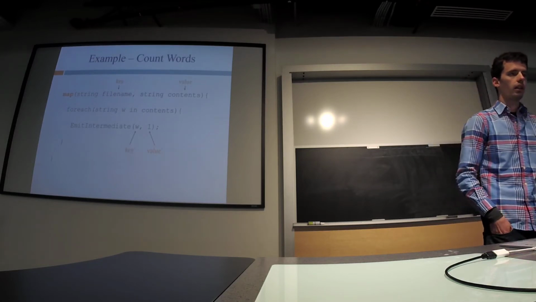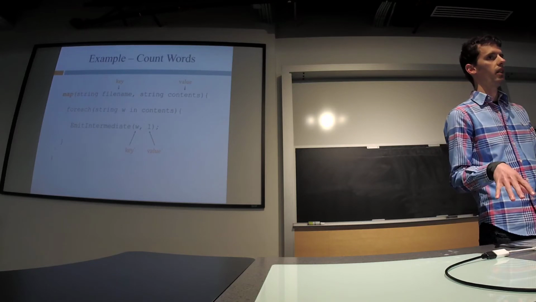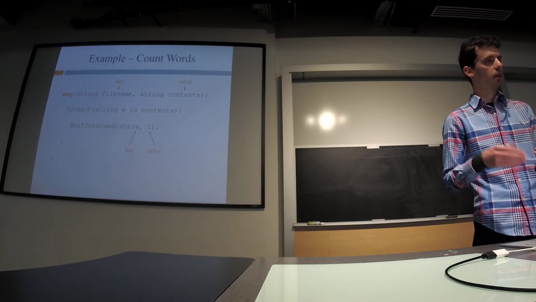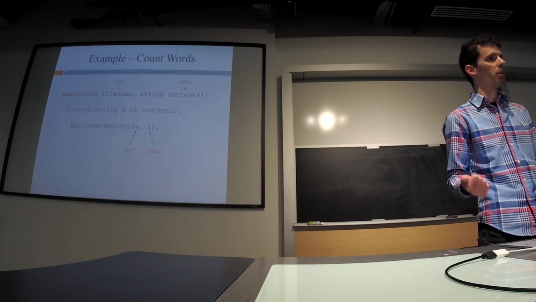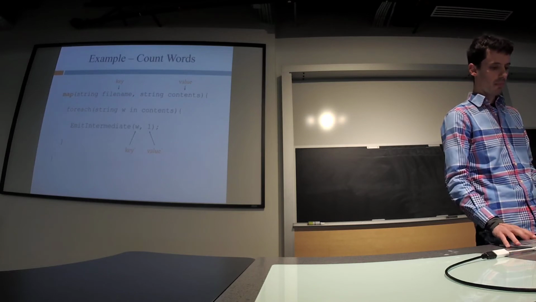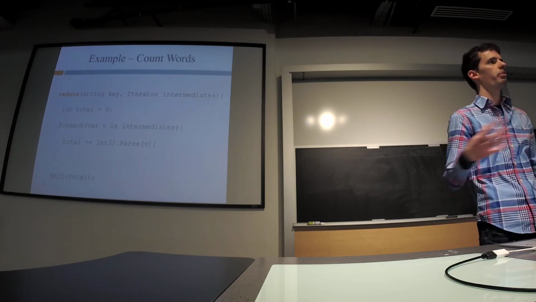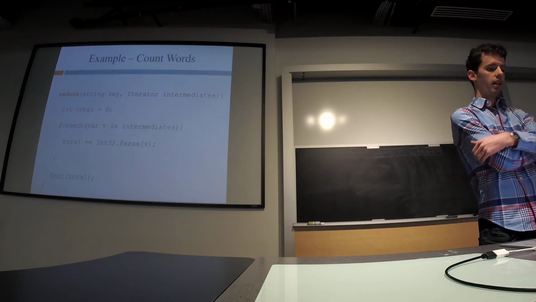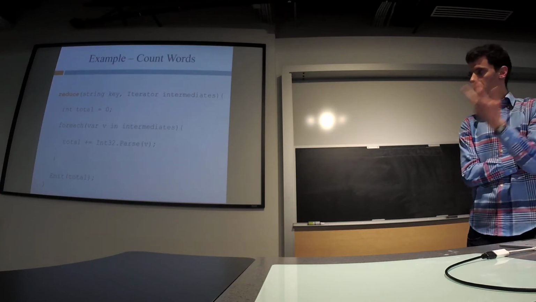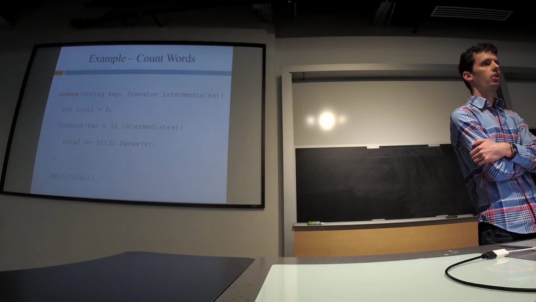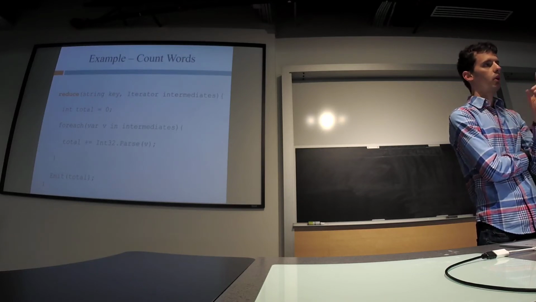Okay, so the inputs here were key value pairs. The output, W and 1, those are the key prime, value prime pairs. And then reduce, after all of those key prime value primes have been collected and put into the list, is you write your own reduce function. You're going to work on 1 key.